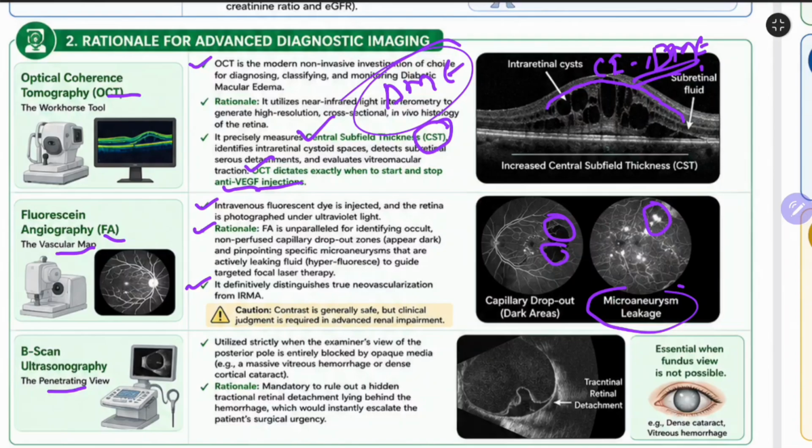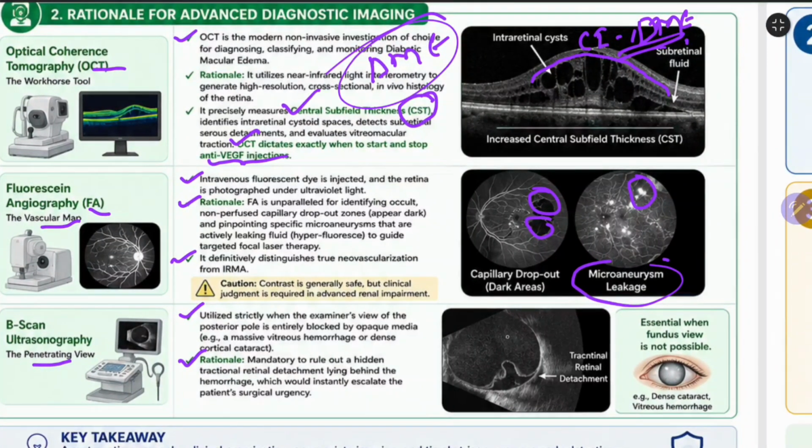Okay, then comes the B scan ultrasonography. This is utilized strictly when the examiner's view of the posterior pole is entirely blocked by opaque media like massive vitreous hemorrhage or dense cortical cataract. When we are not able to visualize the backside, at that time we will do B scan. It is mandatory to rule out a hidden tractional retinal detachment lying behind the hemorrhage, which would instantly escalate to a surgical emergency. I showed one image before where the retina was intact. Here you can see the vitreous humor is not transparent, and you can see a retinal detachment also in the B scan ultrasound.